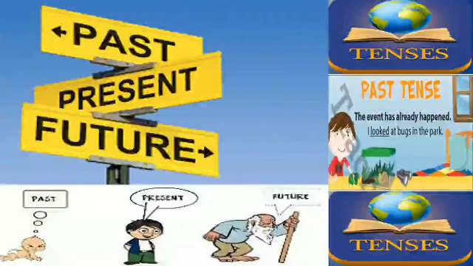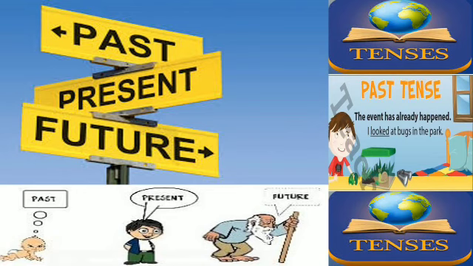In previous class, I started grammar topic tense. I already explained what is tense, introduction of tense and types of tense. There are three types of tense: present tense, past tense and future tense. Present tense and four subdivisions of present tense I explained already. In today's class, I am going to explain what is past tense and four subdivisions of past tense.